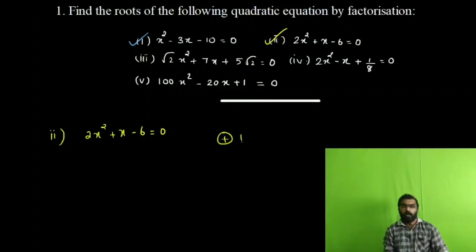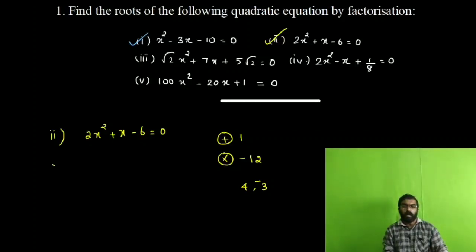Here the sum is 1. Coefficient of x here is 1 and product is 2 into minus 6, that is minus 12. And we can easily find the numbers as 4 and 3. 4 into 3 is 12. And here it is minus 12 and the sum is 1. So the sign of the large number will be positive and the smaller number will be negative. 4 minus 3 we get what? 1. 4 into minus 3 is minus 12.